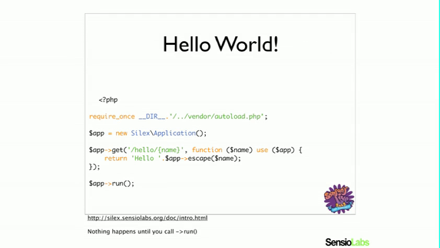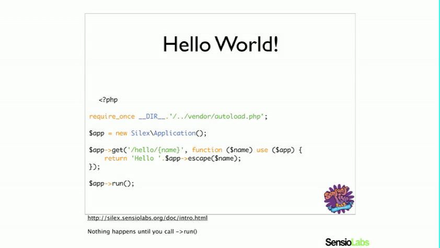So what does this look like? In its simplest form, we do the traditional hello world example. And we have a require_once, just to include the autoloader from Composer. And then we're going to create a new app instance. So here we have $app = new Silex\Application. Then this just bootstraps the app, but it really does nothing until you add functionality. So here we just want to map a route, /hello/{name}, to a function that returns hello and then escapes the name. Until you call $app->run, nothing happens.